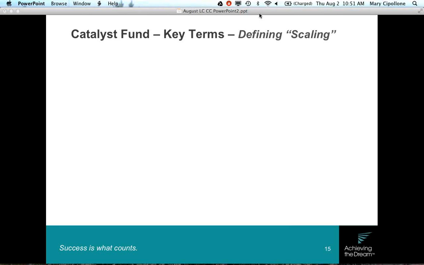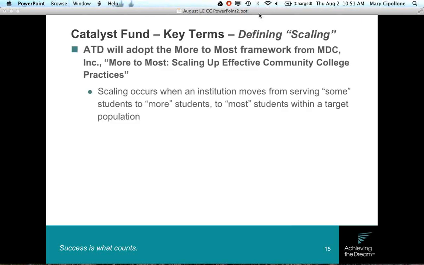Scaling. There is a lot of discussion in the community college field about how to define and measure scaling, and many of you have been central to this discussion through your participation. Achieving the Dream has created the More to Most Guide to Scaling at Community Colleges.